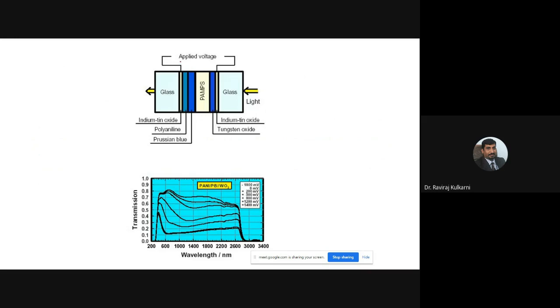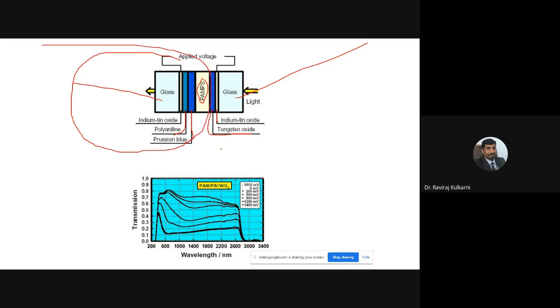They have applied the voltage across the glass. Two glasses, ITO here, indium tin oxide, and then we have polyaniline, then Prussian blue, the dye. Here tungsten oxide, WO3, and ITO again on the glass. This PAMPS is the electrolyte. The construction is the same, only some materials are different on this side. This side materials are the same.